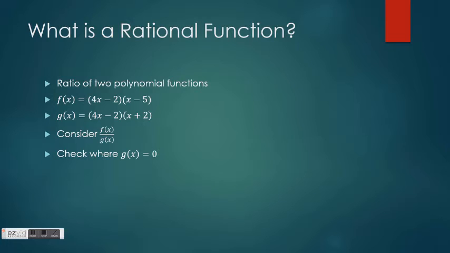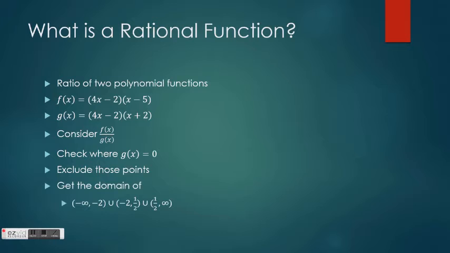Now, to figure out where this function is defined, we need to first find where it is not defined, which we only care about at zeros of our denominator or negative numbers under an even root. So since we're only dealing with the denominator, we just check to see where g of x is equal to 0. And then we need to make sure to exclude those points.